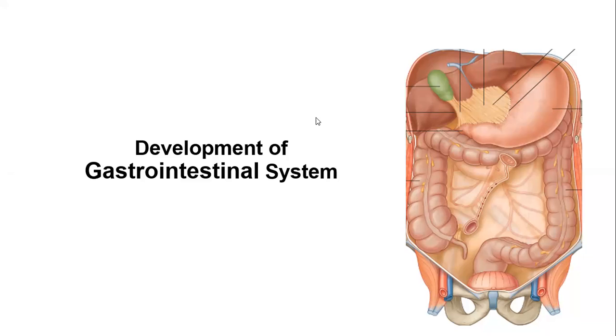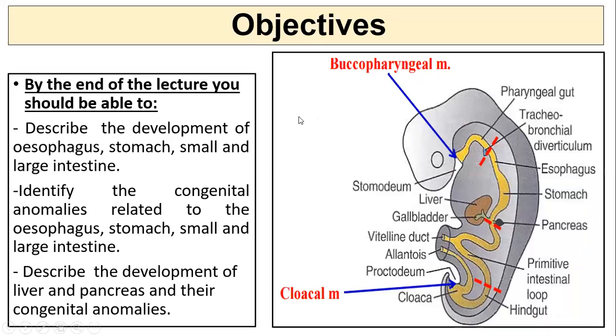Okay, today is the last lecture for anatomy. In this last lecture of anatomy, we'll discuss the development of the whole of the gastrointestinal system (GIS). This lecture will mainly deal with the development. The objectives covered will be the development of the esophagus, stomach, small intestine, as well as the large intestine. Then the congenital anomalies related to the esophagus, the stomach, small intestine, as well as large intestine, as well as the development of liver, pancreas, and their anomalies.